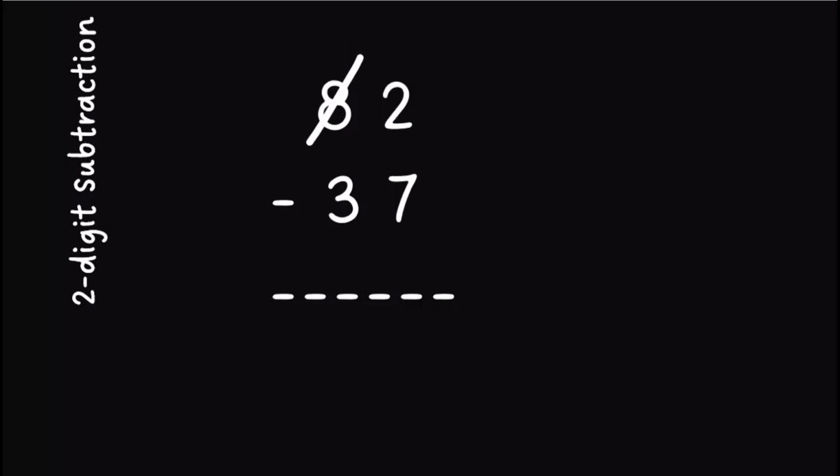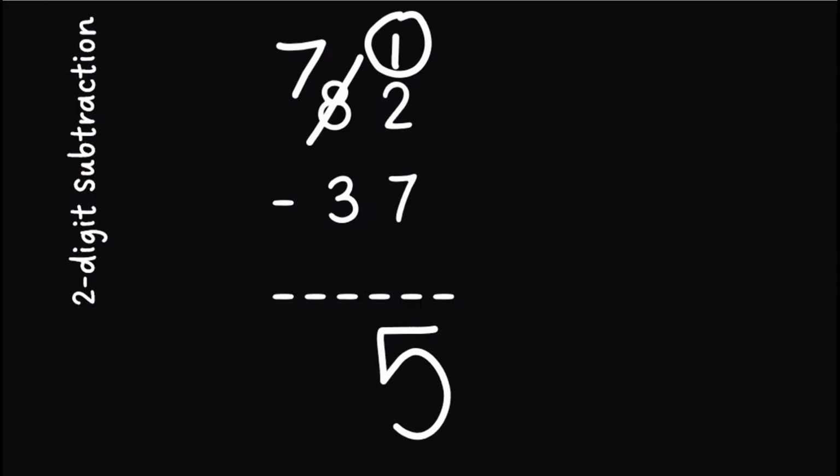We will borrow 1 from the 8, and when we borrow 1 ten out of 8 tens, we are left with 7 tens only. Here the 2 becomes 12, because 10 and 2 is 12. 12 minus 7, you will get 5. In the column of tens, we have to take away 3 out of 7. 7 minus 3, the answer is 4. So the difference between 82 and 37 is 45.